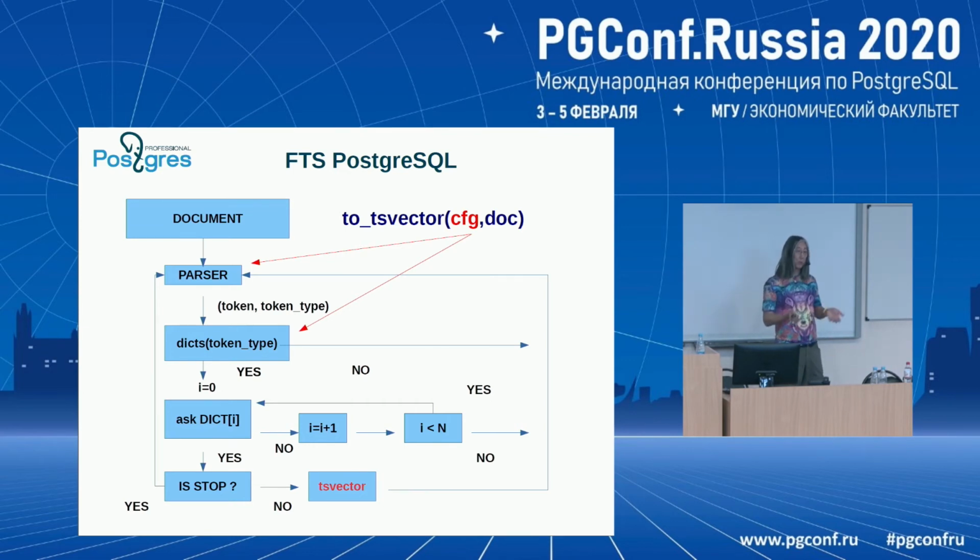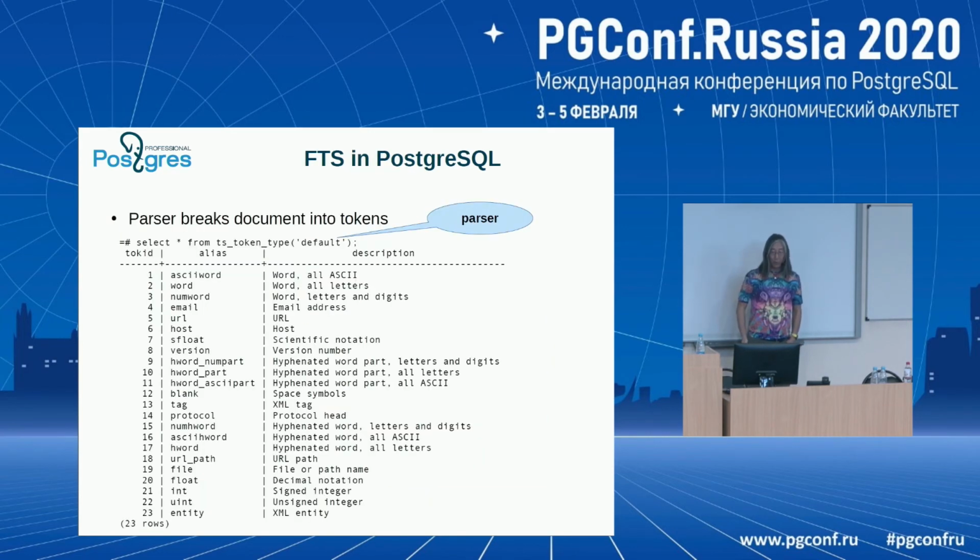If I know this word, I will put it into the TS vector, and then I'm exiting, the process is over. If I don't know the word, I will pass it on to the next dictionary. Maybe some of the next dictionaries will recognize the word. And so it goes on, so that's how it's processed. And by default, we have 23 types of tokens. So you can see here there is a query, token type, and default is parser. So default and parser, they recognize 23 tokens.